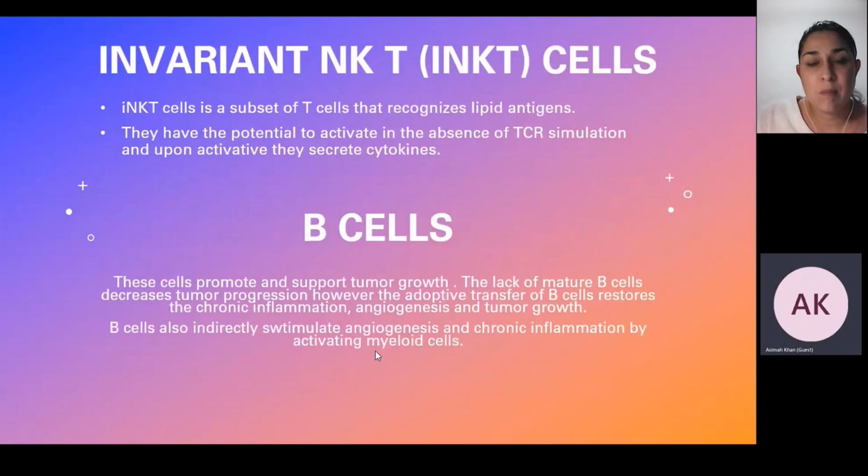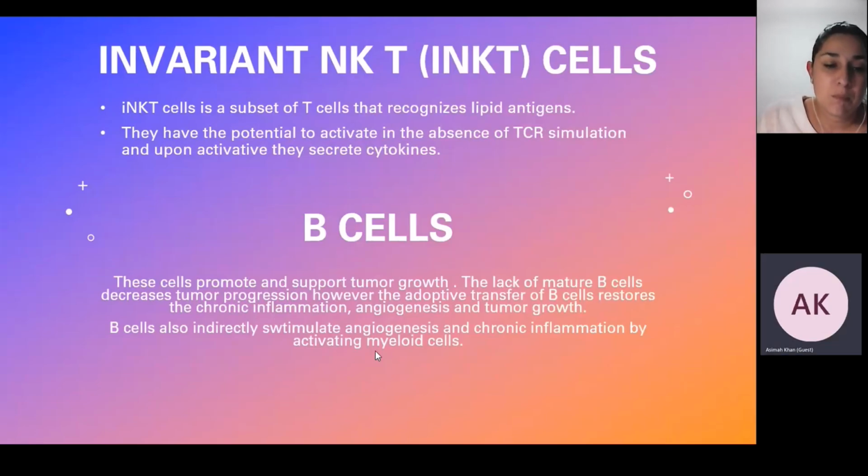Okay, the invariant NKT cells, which are a subset of T cells, recognize lipid antigens. They have the potential to activate in the absence of TCR stimulation, and upon activation they secrete cytokines. These cytokines are also used to release the macrophages. These cells are not really studied that much, and they are understudied compared to the other cells.